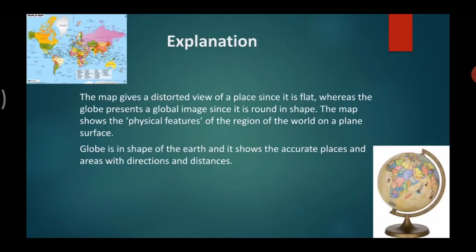Let's move forward. The map gives a distorted view of a place since it is flat, right? A map is flat, whereas the globe presents a global image since it is round or spherical in shape. Now the map shows the physical features of the regions of the world on a plane surface, whereas the globe is in the shape of the earth and it shows accurate places and areas with directions and distances.